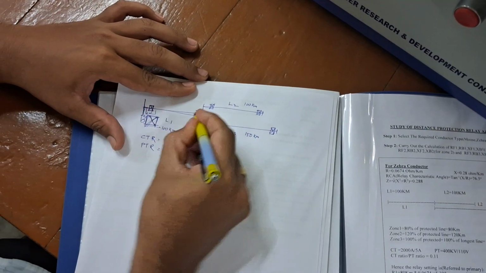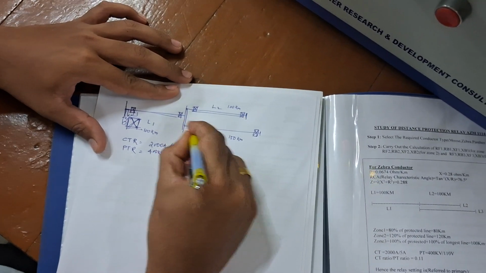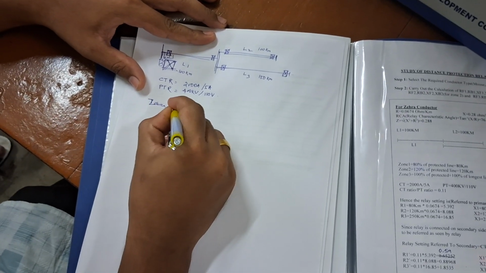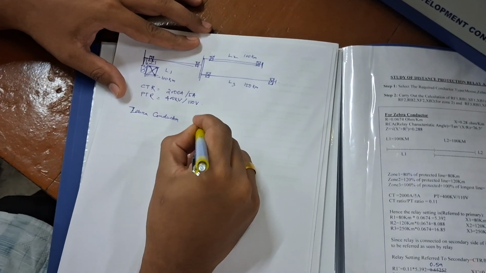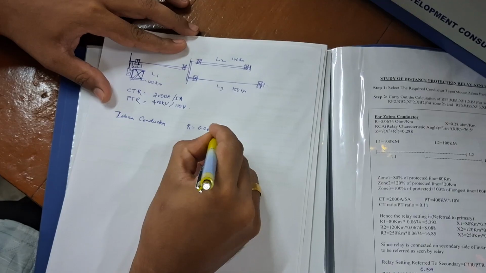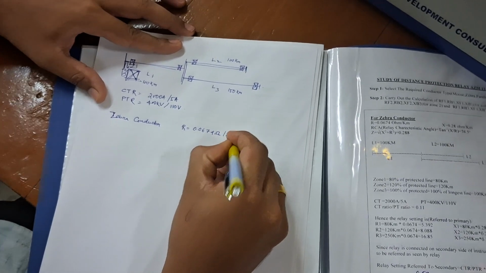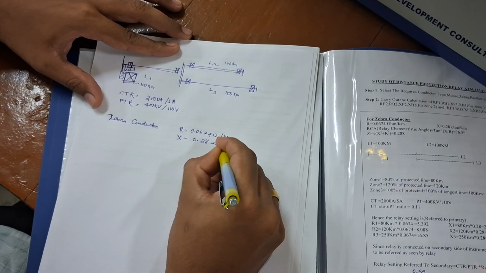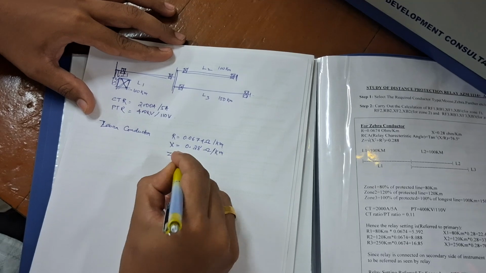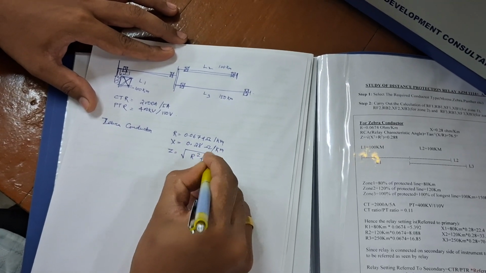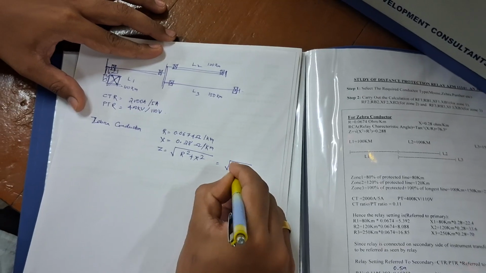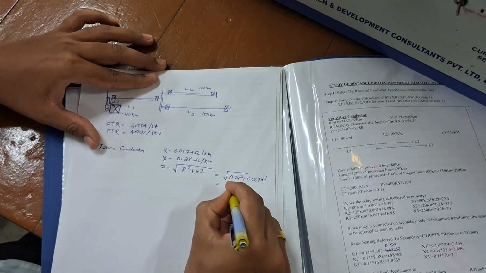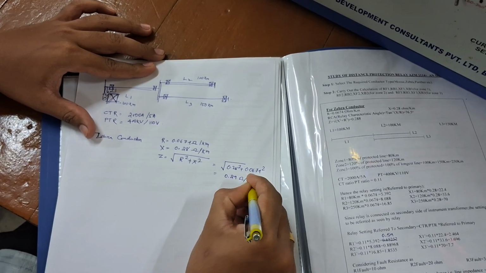So let's say these are zebra conductors. For zebra conductor, the R value is 0.0674 ohm per kilometer, and the X value is 0.28 ohm per kilometer. Hence the Z value is root over R square plus X square, that is root over 0.28 square plus 0.0674 square, that would be 0.29 ohm per kilometer.